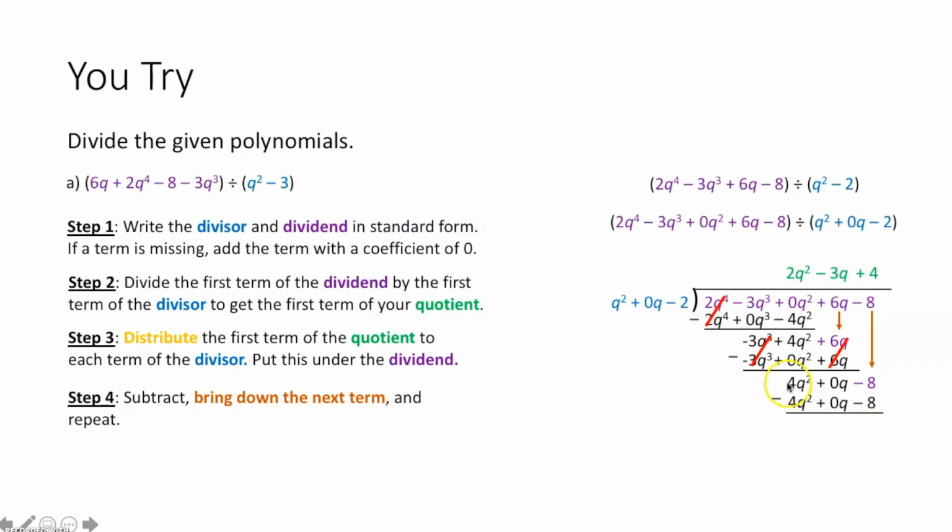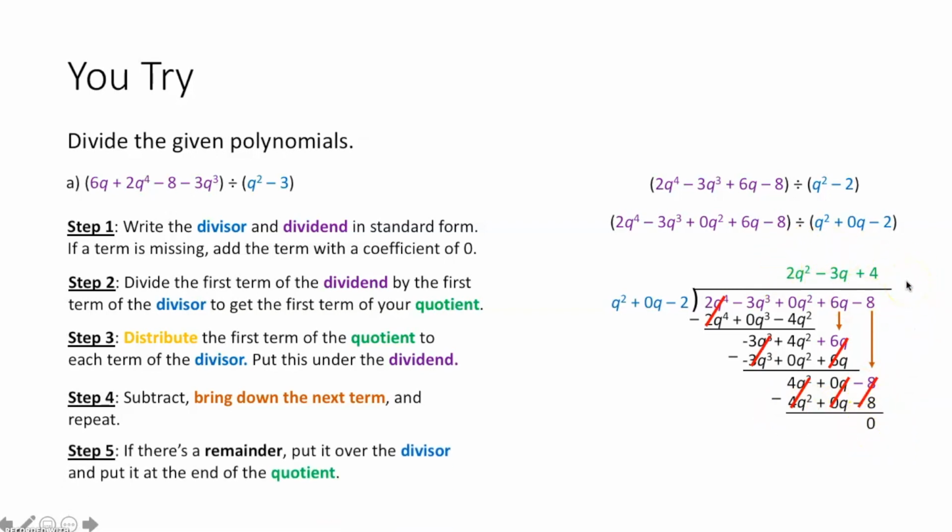We then subtract. The 4q to the 2nd and the 4q to the 2nd, when we subtract those, cancel each other out. The 0q and the 0q cancel each other out. The negative 8 minus negative 8, those also cancel each other out, giving us a remainder of 0. So that means our quotient that we got is our answer because there is no remainder. We don't have to tack anything on the end. And you're done.